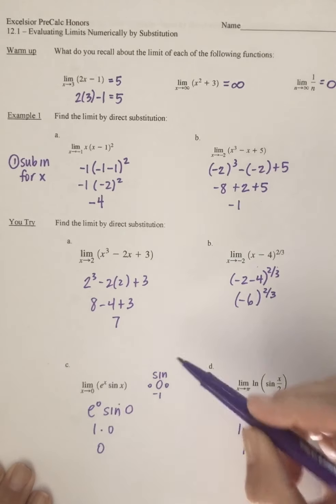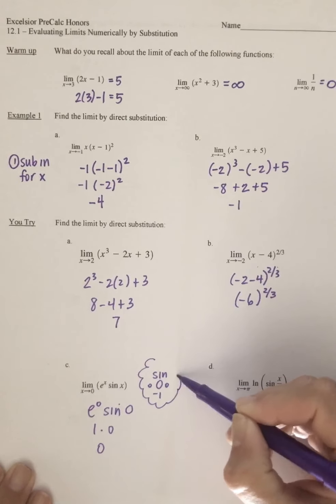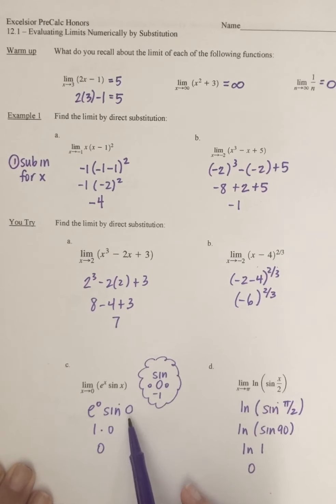Sine of 0, go back to your unit circle. I'm telling you, this is the most useful thing ever. Sine of 0 degrees is here, it's 0. So 1 times 0 gives you 0.